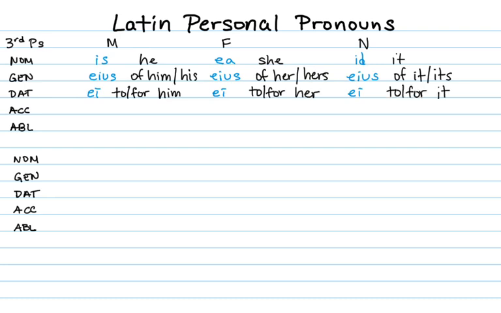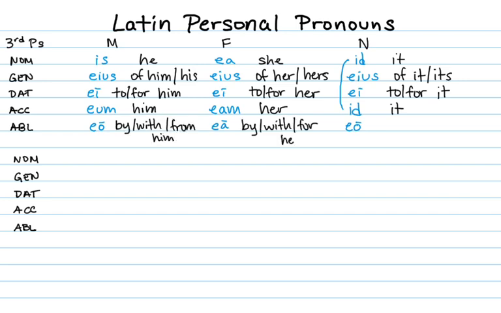You'll notice that this follows the pattern that we learned in chapter 9 for the personal pronouns, where the dative singular ends in the long I. Accusative, eum, eam, id. As always, the neuter accusative is identical to the neuter nominative. So eum, him, eam, her, and id is it. In the ablative, eo, ea, eo. By, with, or from him, her, and it.